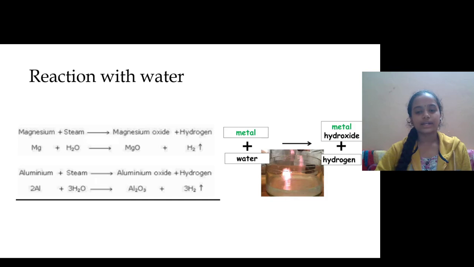Reaction with water. When metals react with water, they give rise to metal hydroxide plus hydrogen, which means magnesium plus steam gives rise to magnesium hydroxide and hydrogen, and aluminium plus steam gives rise to aluminium hydroxide and hydrogen.